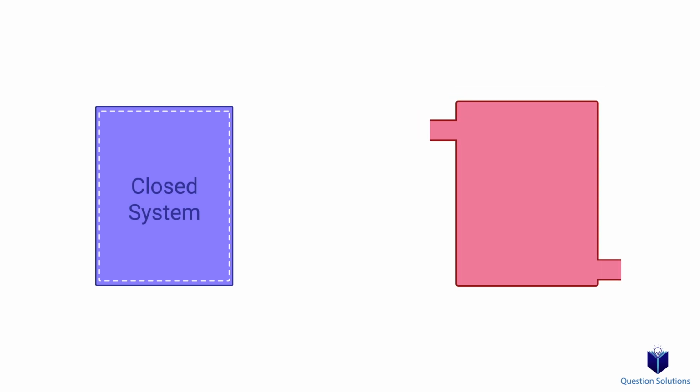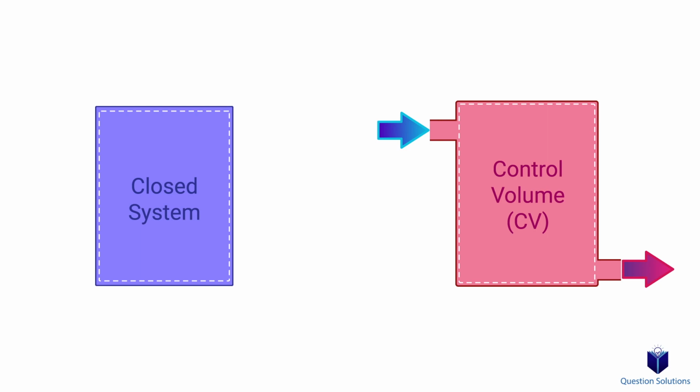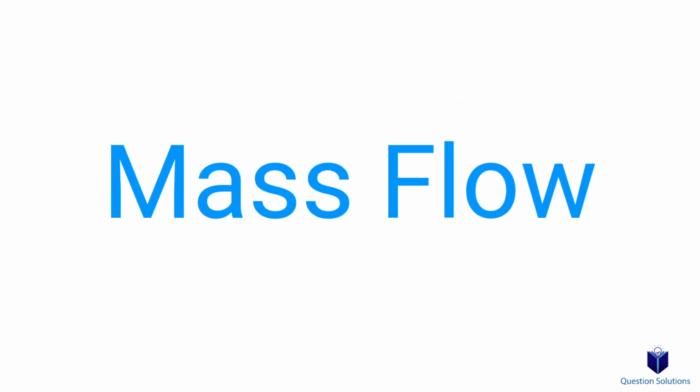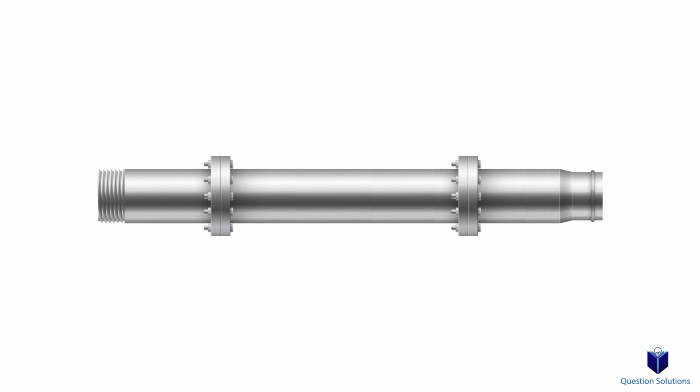But now we're going to look at control volumes. What that means is that mass can cross the boundaries, but all we need to do is just keep track of it. Let's say you have a pipe like this and air is flowing through it. If we take a small area like this, how do we know how much air flows through it for a certain time period? For that, we study something called mass flow.